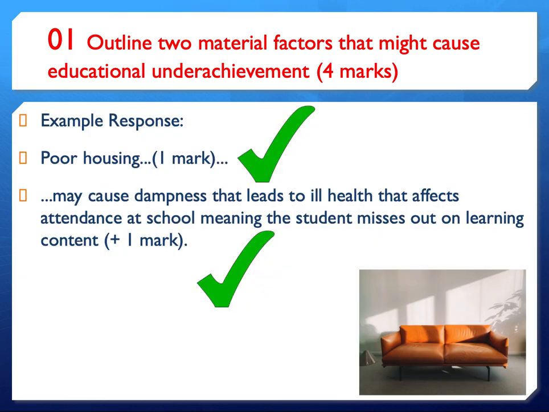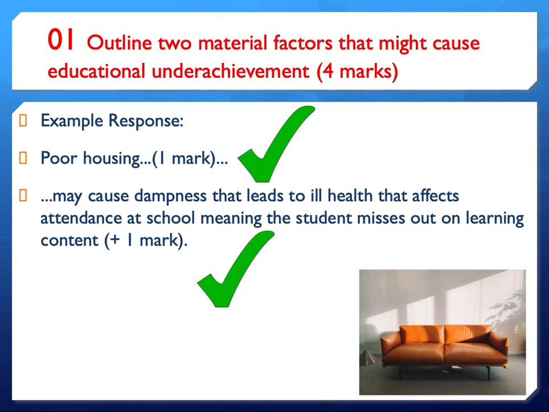This is an example response. Poor housing is the first part of the response given here. Check firstly, is it a material factor? Then look at the other part of the question. Is it a material factor that might cause educational underachievement? In this case, it is, so it scores 1 mark.